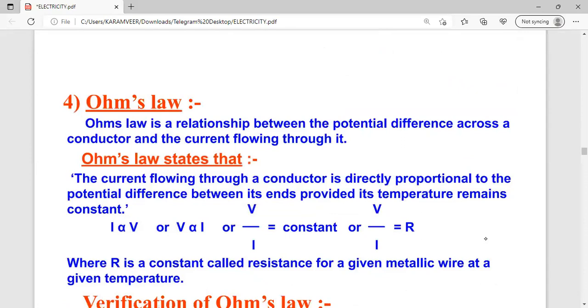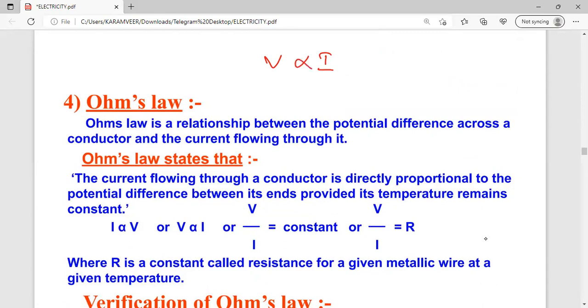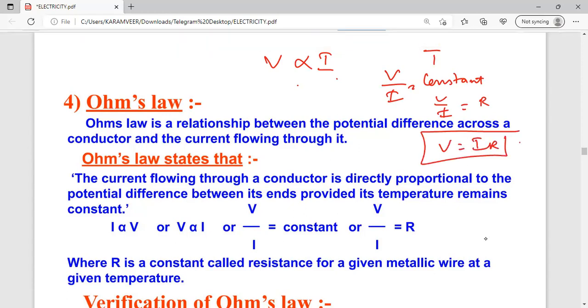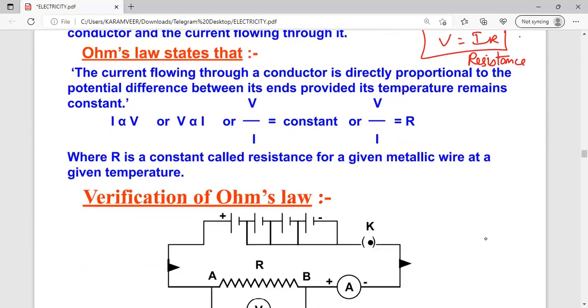Next, Ohm's law. Ohm's law is basically a relationship between potential difference and current. It states that if we keep the temperature constant, then at that condition potential difference is directly proportional to the current flowing through it. So current is directly proportional to the potential difference, so V upon I is equal to a constant, and that constant is equal to R. So V is equal to IR, which is called Ohm's law, where R is called the resistance, that is constant.